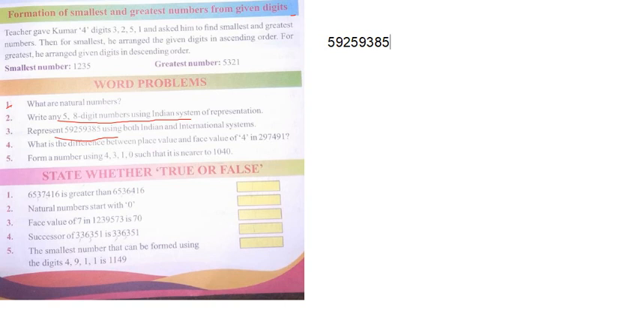And this number we have to write in both Indian system and international system. Okay, how to write this? 59259385. So place the commas in Indian system. First comma, second comma, third comma.